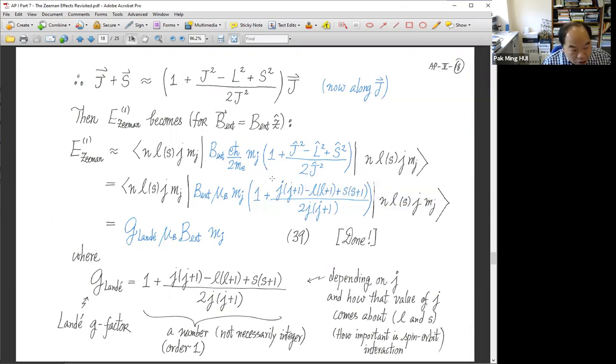But if you insert the numbers, it will no longer be a nice number. It may be 5.435, something like that, okay? So that combination, 1 plus something, something, something, this whole chunk has a name. It is called the Landé g factor. It is defined as this.